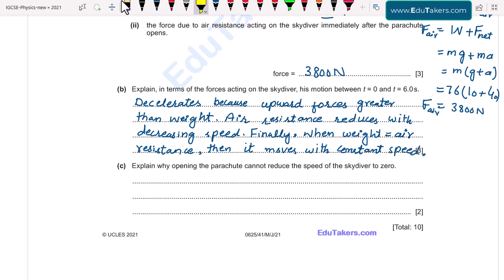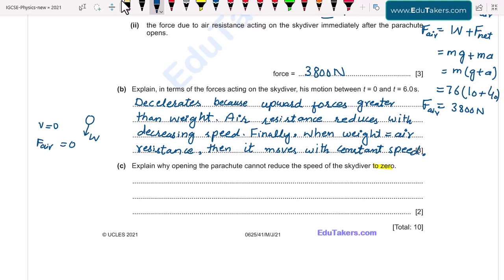Part C. Explain why opening the parachute cannot reduce the speed of the skydiver to zero. So first of all, when speed is equal to 0, then the air resistance force must be equal to 0. Because air resistance increases with the increase in speed, when speed becomes equal to 0, the air resistance also becomes equal to 0. So on the skydiver, there is only one force acting in the downward direction, and it is weight. So there is a net force acting on it, and its direction is the same as that of weight.